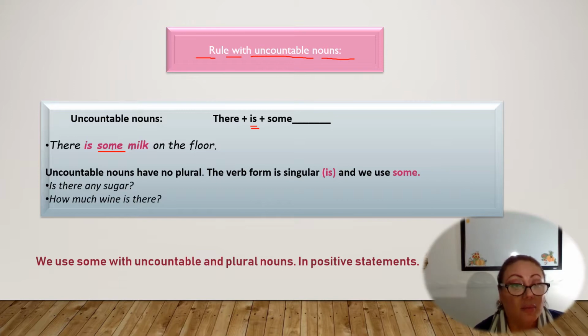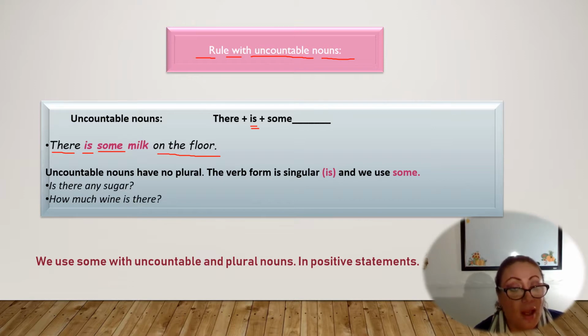So, for uncountable nouns, there is some milk on the floor. Be careful, watch out. There is some milk on the floor. Hay un poco de leche en el piso. Cuidado. ¿Ok? Eso es lo que estamos diciendo. Lo mismo voy a usar para el jugo. There is some juice in the fridge. There is some coffee in the cup. There is some sugar in the pantry.